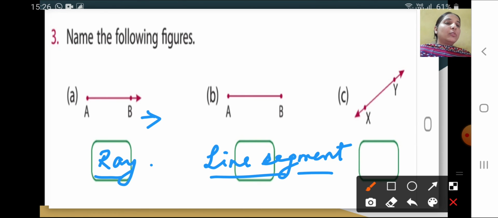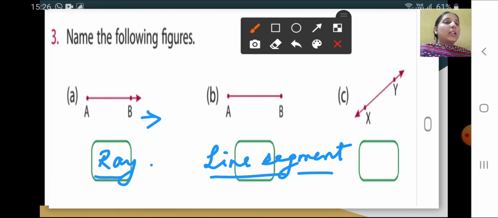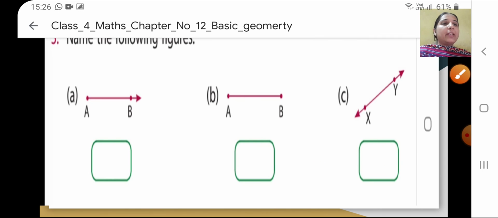Okay? Now the next one, number C, XY or YX. What is it? It is a line. Why is it a line? Because it can be extended from both sides. Okay. So we will write it as line. Okay. Line XY or line YX. Okay. So this was question number 3.